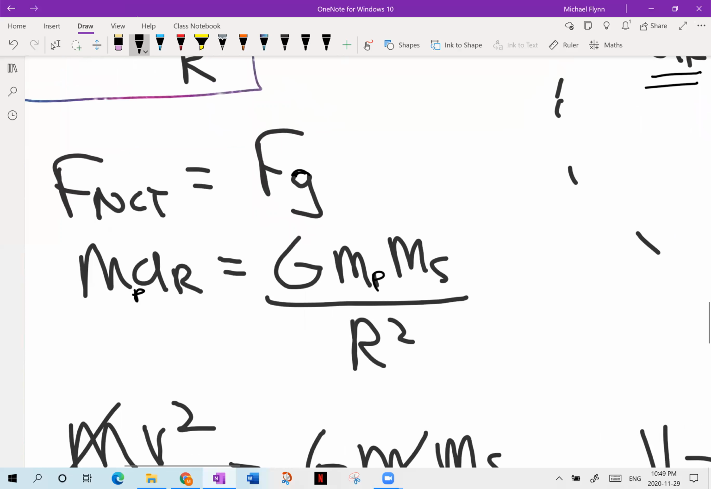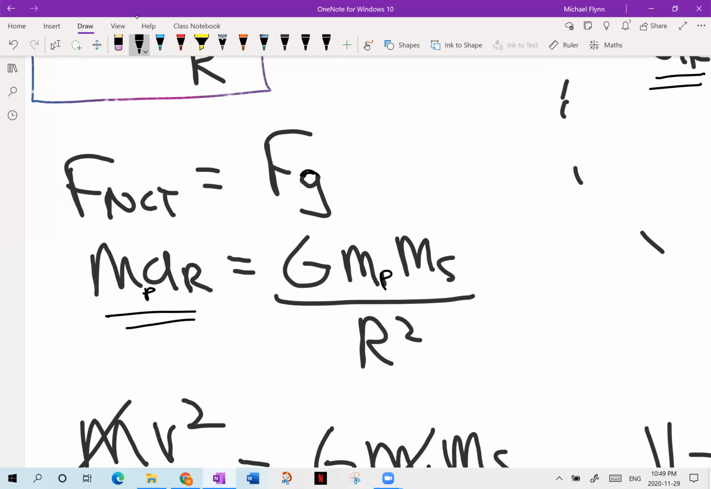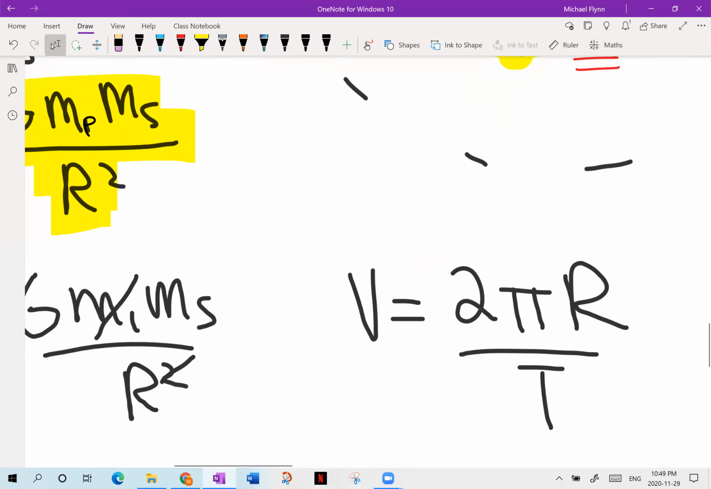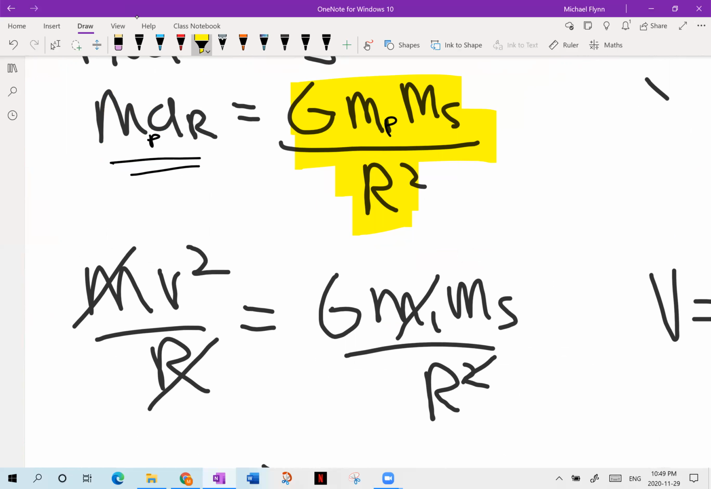And therefore what we get is mp, mass of planet, times a_r, so this is the net force, is equal to just the force of gravity, and this is Newton's formula for universal gravitation. And now let's see if we can simplify this and solve it for v. The mass of the planet here cancels out, not the mass of the sun though, because we drew a free body diagram of the planet, the one that's doing the orbiting, the one that's moving in the circle. So that's why it has centripetal or radial acceleration.